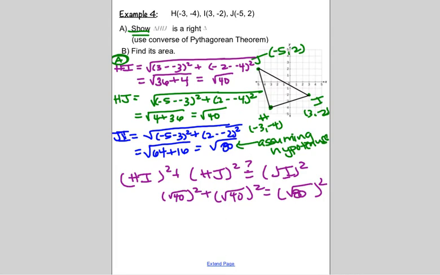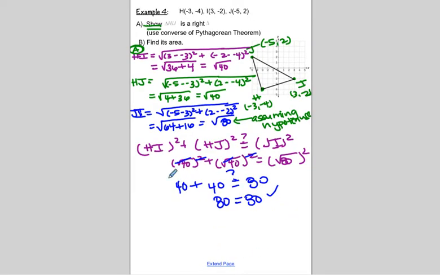I told you not to leave it, which is actually really nice because square root of 40 squared, the square root and the square cancel, so I got 40 plus 40. Does that equal 80? That is the question. Well, 80 equals 80, and so since this works out, I can write my conclusion. So my conclusion, you got to write all this out.